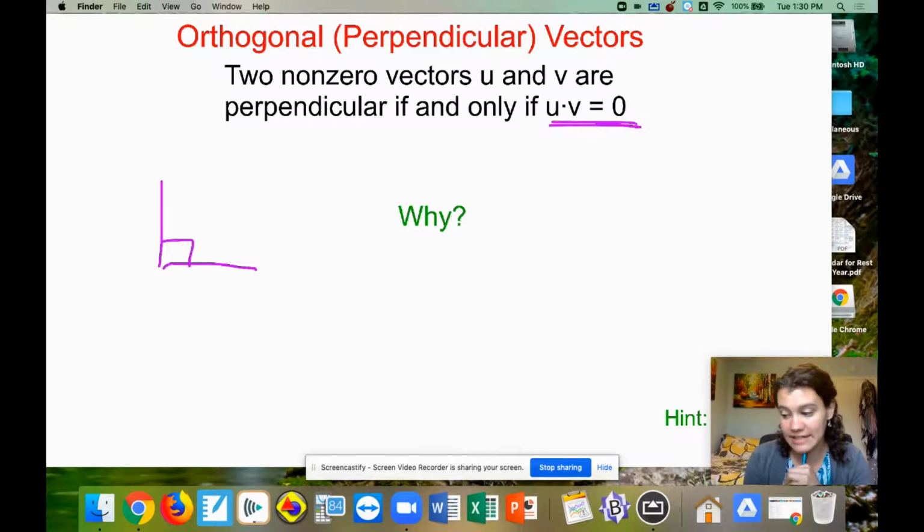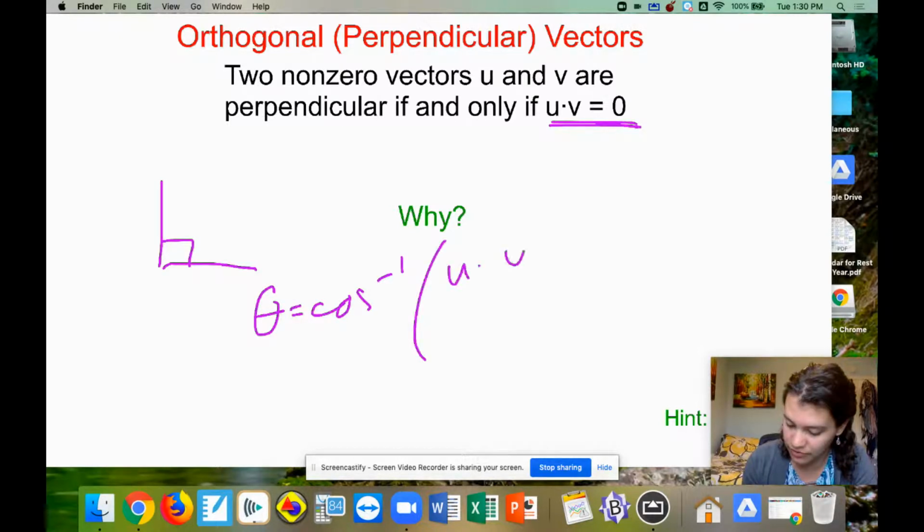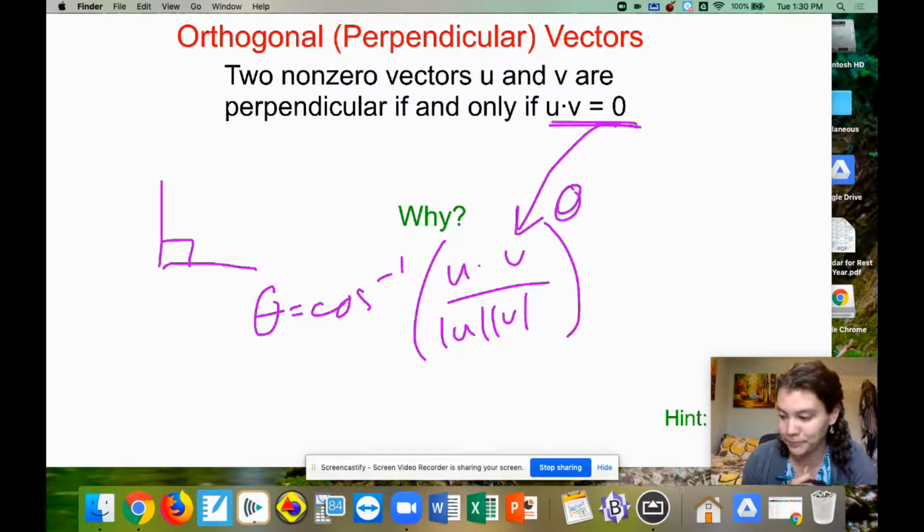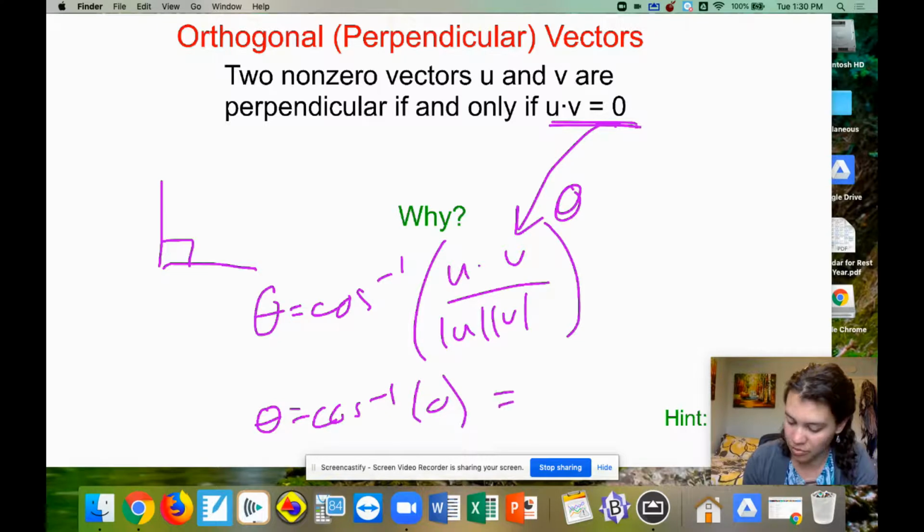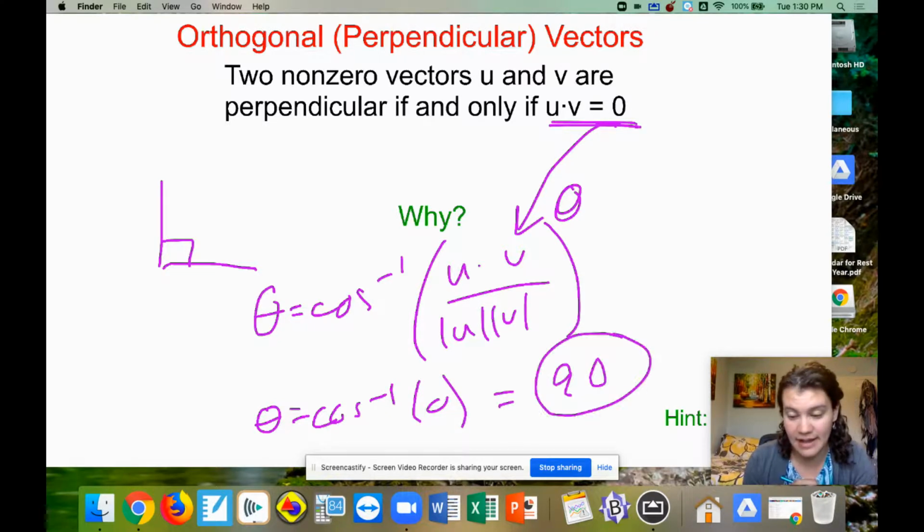The why reasoning is if you think of our angle here of u dot v over our magnitudes, here this is saying this is 0, right? Which then makes the whole thing 0. So you get your cosine inverse of 0. Well, that's 90 degrees, which then means it has to be a perpendicular thing, or perpendicular vectors.